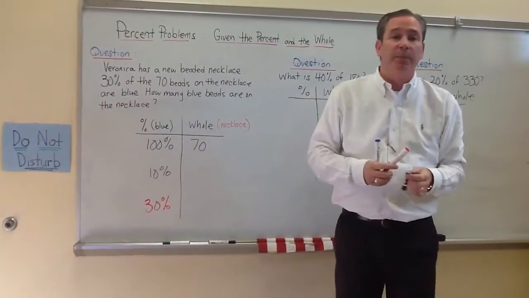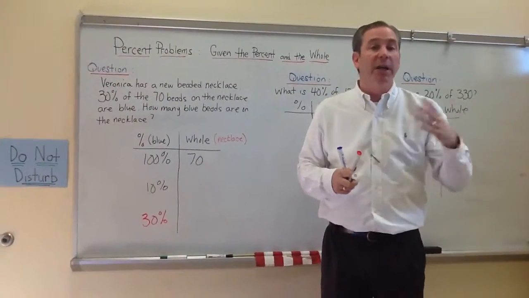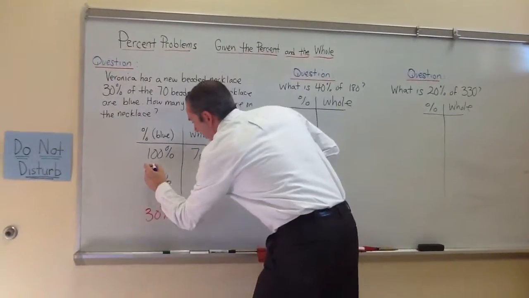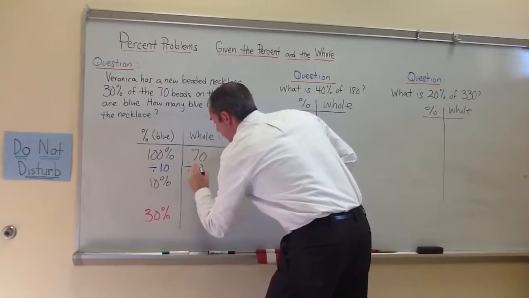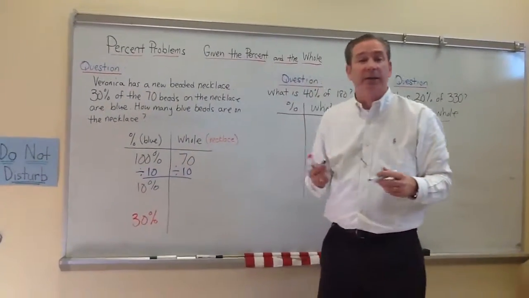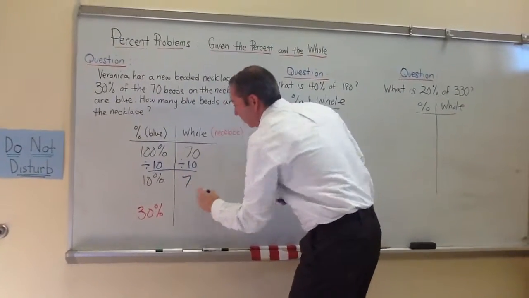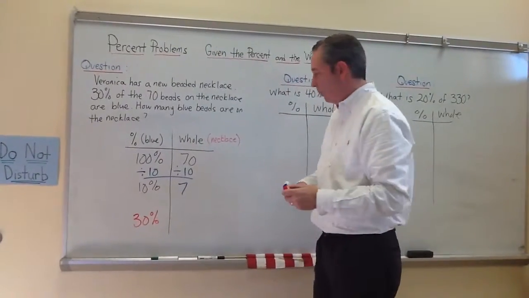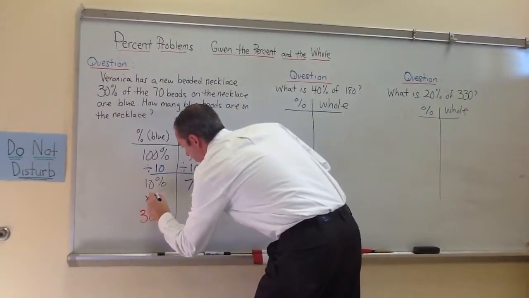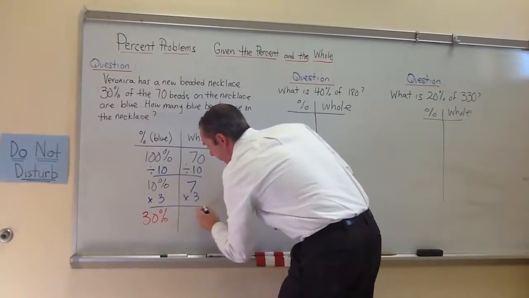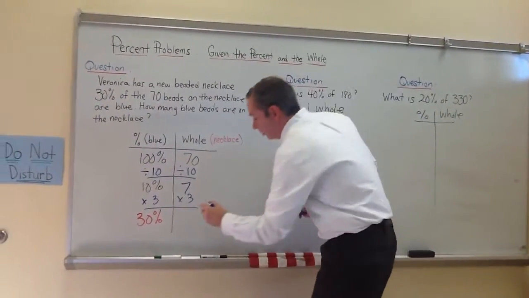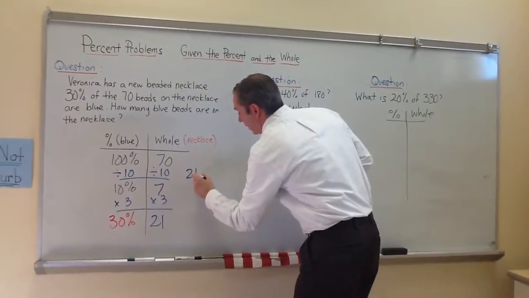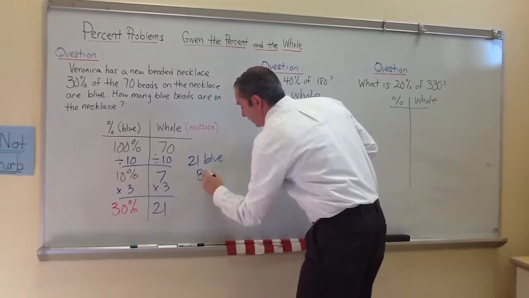Now that's an easier jump because we know when we are finding 10% of something, all we're doing is dividing the number by 10. So that's what we're going to do. We're going to divide both sides by 10 to get from 100% to 10%. And 70 beads divided by 10 is 7 beads. Now we can make that easier step from 10% to 30% by multiplying by 3. So we multiply both sides by 3, and 30% now becomes 21. So 30% of the 70 beads are blue, and that is 21 blue beads.